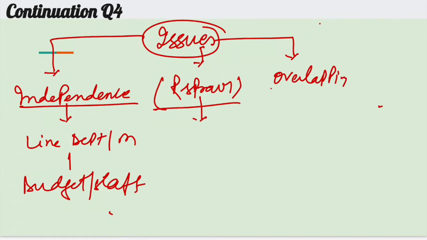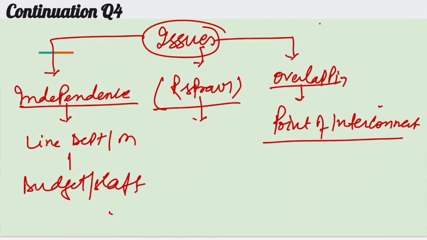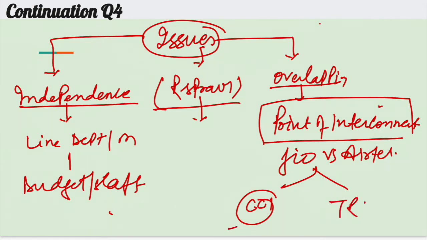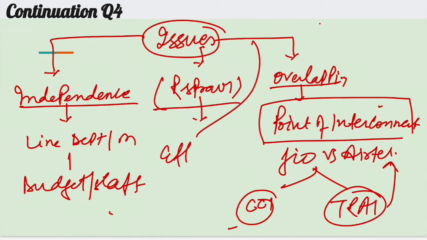Third, overlapping. I can give the example of overlapping in one case, that is with respect to who has the authority over the point of interconnection issue between Jio versus Airtel. This issue came in the news. Then the Competition Commission of India says that this is related to cartelization, so I have the authority, and TRAI says that this is related to telecom, so I have the authority. So this is the problem.